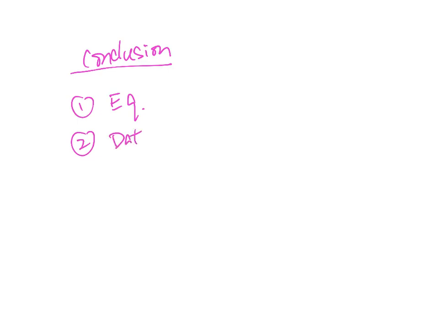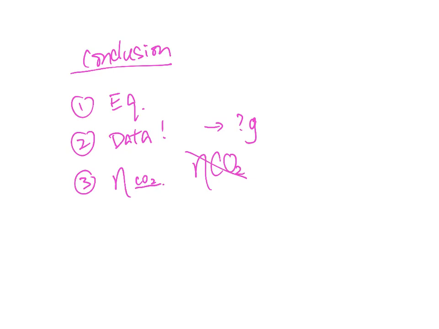So conclusion. Normally you have 4 steps. First, please write down the equation. Second, please jot down the data. What data do you have? Where is the target that you're looking for? Number 3, you can find the number of mole of the first one. Remember when you write this one, the 2 in CO2 has to be smaller, not like CO2 this way. So this one has got a tail as well.